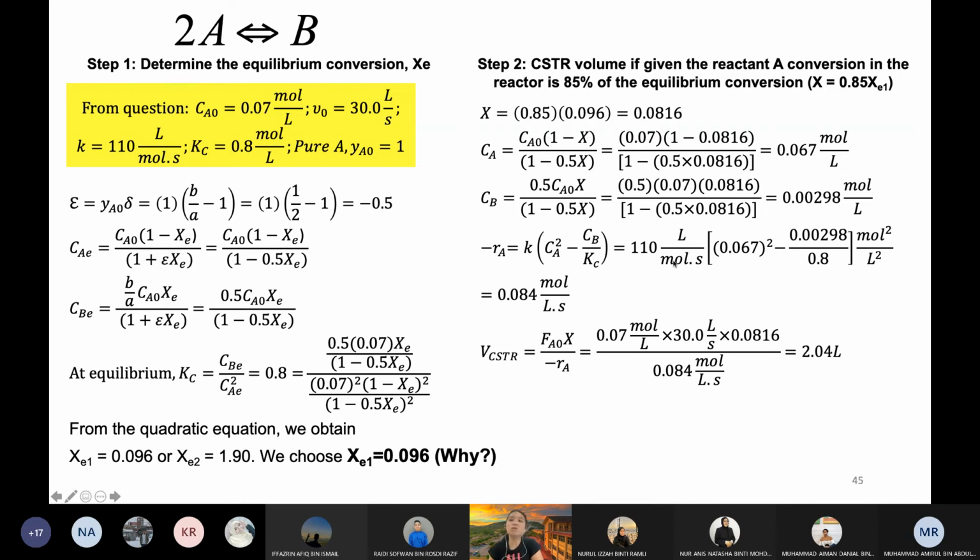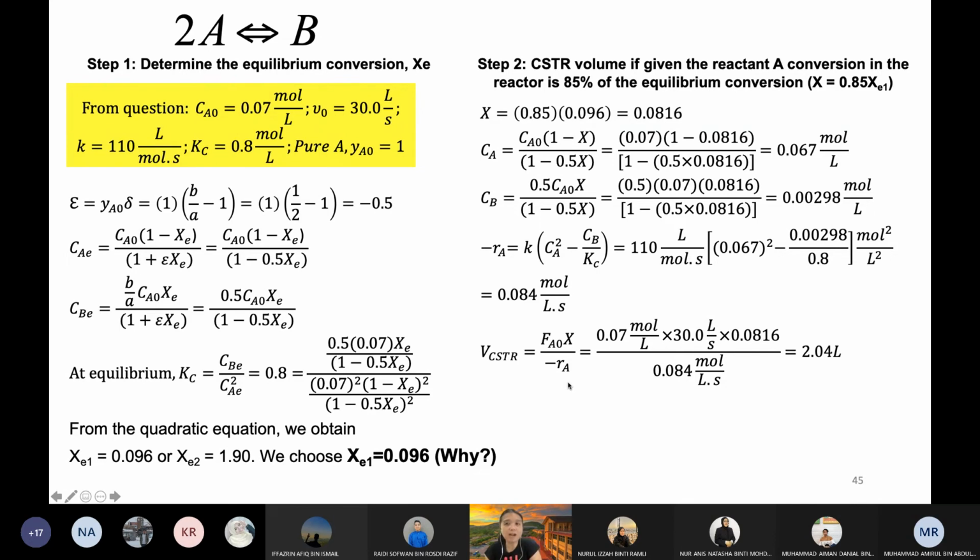So question number 2, the last one for today, we want to find the volume of CSTR. Okay, so let's check volume CSTR. Dia kata in this question, this reaction follows elementary rate law. So kalau follow elementary rate law, okay, dah senang lah. Kamu tahu, kamu kena ingat balik macam nak kira. Okay, so kamu tahu volume CSTR equals to FA0 X per minus RA.